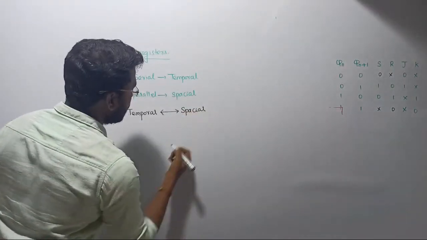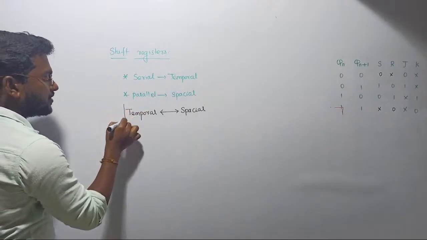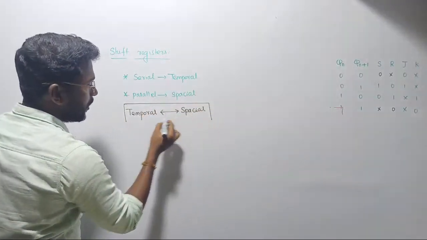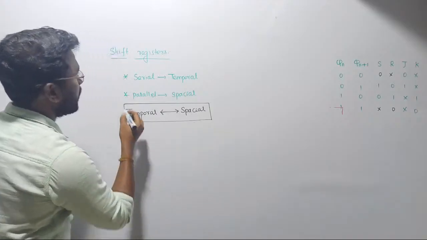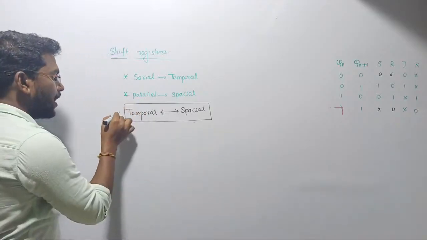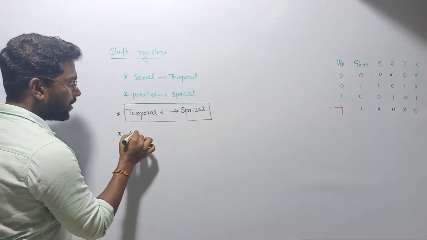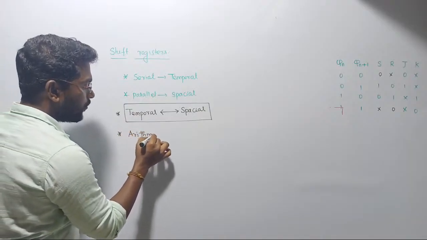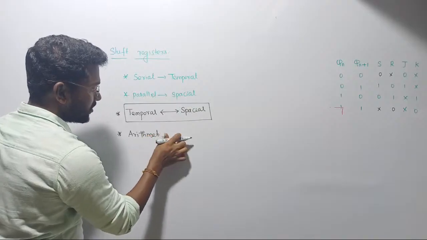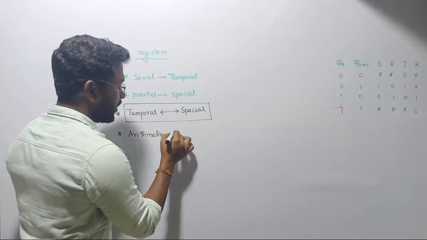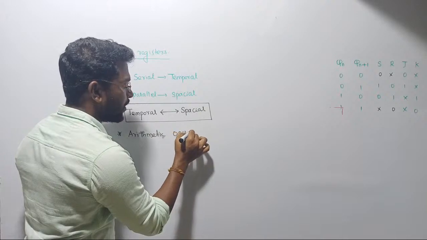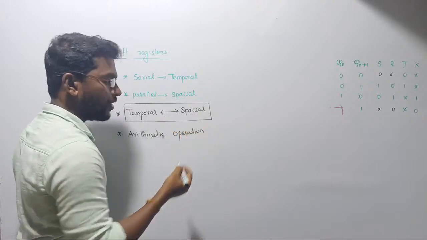This is spatial, this is temporal, this is spatial, this is temporal, right? So this is the first application of your shift register. And I said apart from this, it will also help us to perform some arithmetic operations, right? That means you can add binary data. That is what I would like to conclude already.